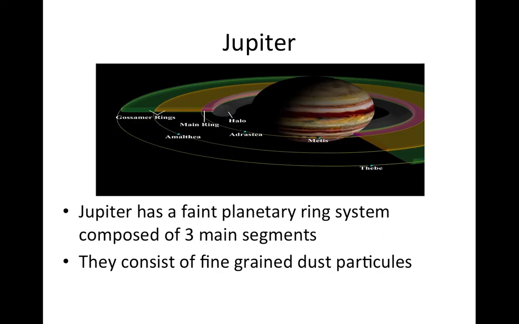Now, Jupiter has what is termed a faint planetary ring system. It is composed of three segments, as you can see from the picture there. They consist mostly of fine-grained dust particles.